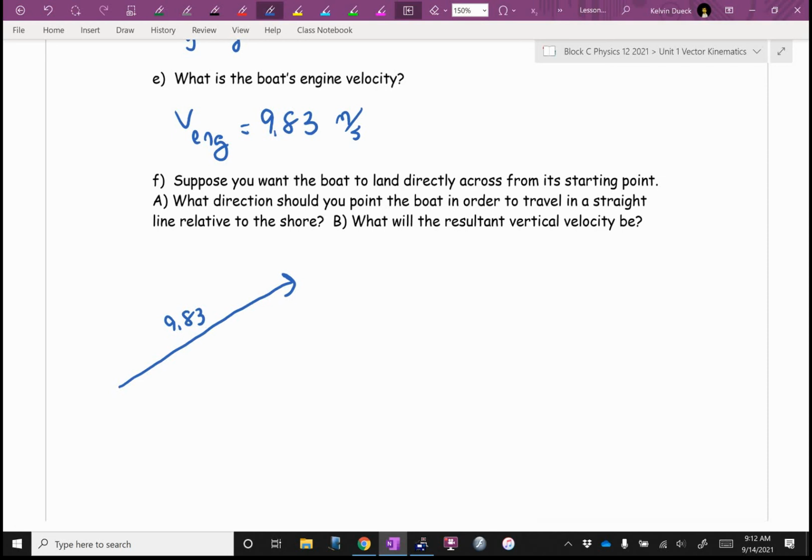I want a resultant straight across the river, which means I'm going to draw the current exactly that long. What was the current? 6.88, thank you. And the resultant is from the tail of the first to the tip of the second. So the resultant is not always the hypotenuse. Often, usually, but here's an example where the resultant is the leg of a triangle.